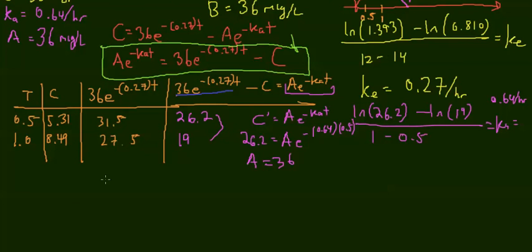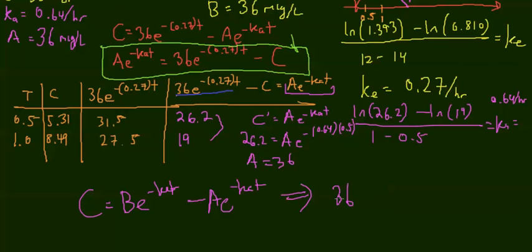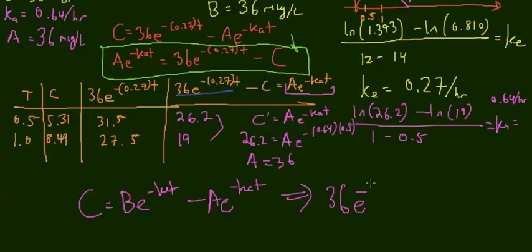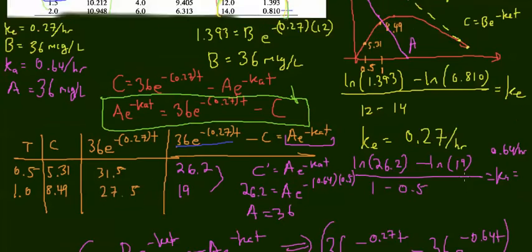we get C is equal to B. This is the template. And we just plug the numbers in, and we'll get B is 36. 36 e to the negative, Ke is 0.27, times the time here, minus A is 36 also, e to the negative 0.64 times time, and this would just be your equation. So once you get this part, it's not going to be the end.